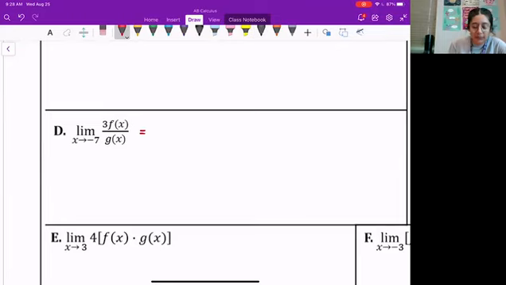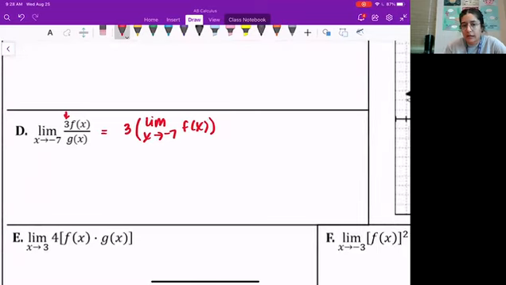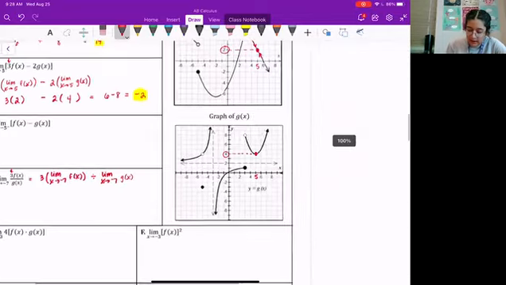So first of all, I've got this 3 in front. I'm going to go ahead and pull that out. Okay, and the 3 is being multiplied with the f. So I'm going to multiply this times the limit as x approaches -7 for f of x. Then I've got that g of x on the denominator. So whatever I get there, I'm going to divide that by the limit as x approaches -7 for g of x. Okay, so let's look at the graphs.